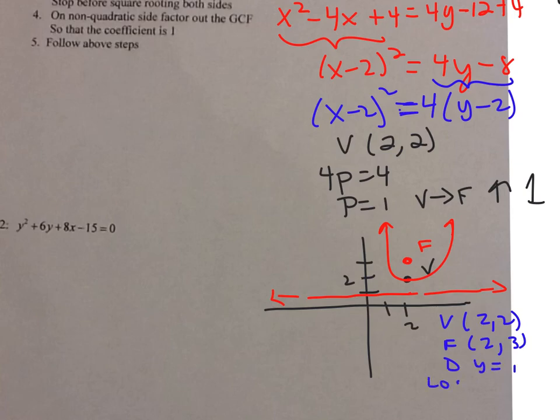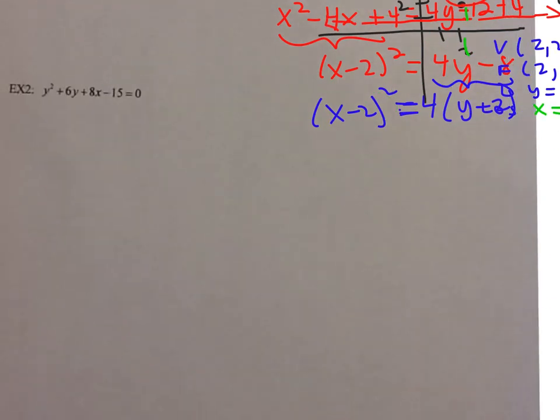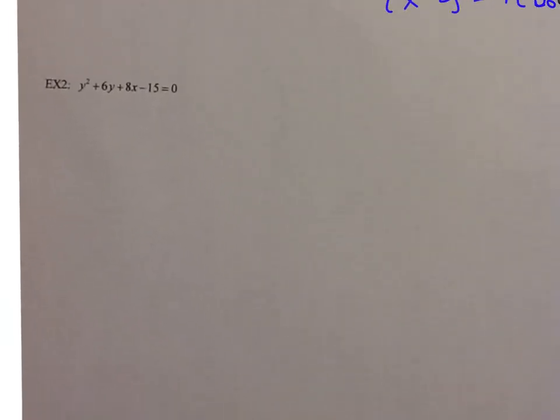And then the last thing is we need the line of symmetry, which is right here. That's x is equal to 2. Remember, it's opposite of that. Okay, so let's take a look at the last one over on the left.